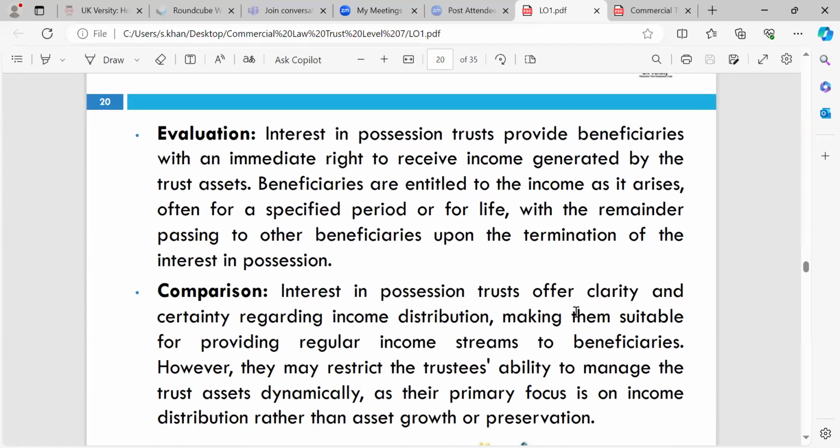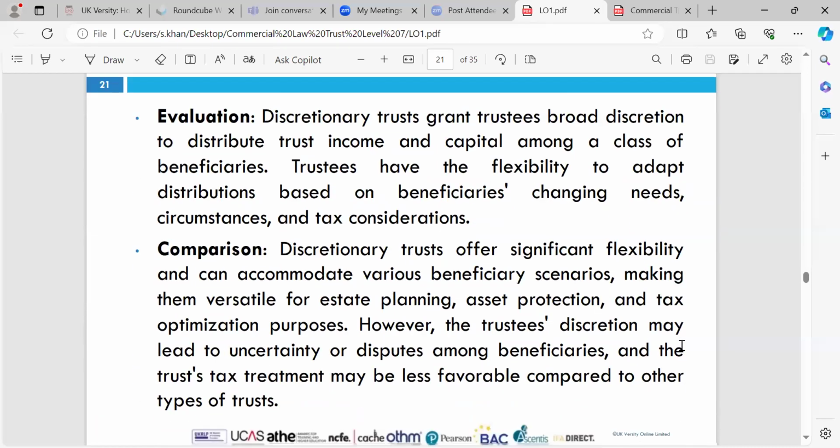Interest in possession trusts. So the evaluation: interest in possession trusts provide beneficiaries with an immediate right to receive income generated by the trust assets. Beneficiaries are entitled to the income as it arises, often for a specified period or for life, with the remainder passing to other beneficiaries upon the termination of the interest in possession. The comparison is that interest in possession trusts offer clarity and certainty regarding income distribution, making them suitable for providing regular income streams to beneficiaries. However, they may restrict the trustee's ability to manage the trust assets dynamically, as their primary focus is on the distribution of the income rather than asset growth or preservation.